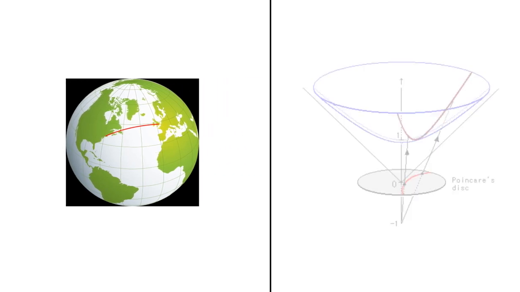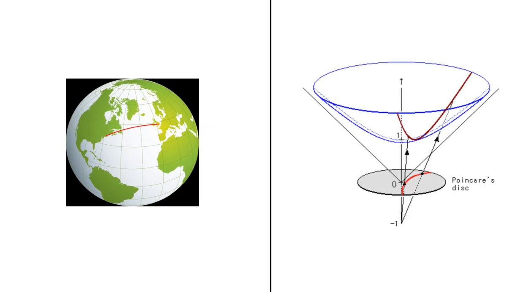If we consider not a flat piece of paper, but a surface with positive curvature, we'll get spherical geometry, where lines are great circles, such as the equator or lines of longitude. And if we consider a surface with negative curvature, we'll get hyperbolic geometry. That's the geometry we'll be working with today.